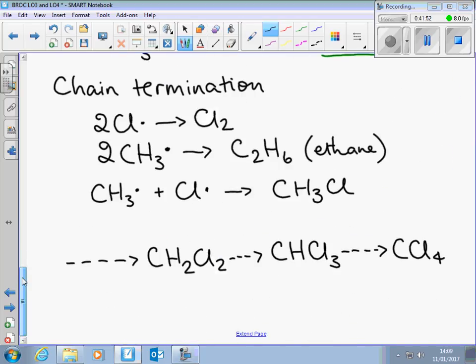All right, so that's the first one that we're doing, the free radical substitution. That's probably the easier one. I'm not sure really. The other one is electrophilic addition.